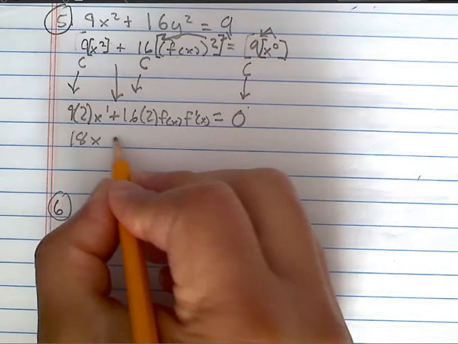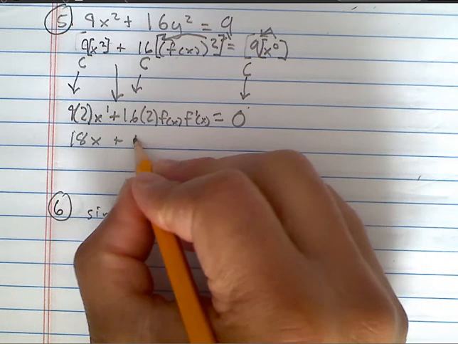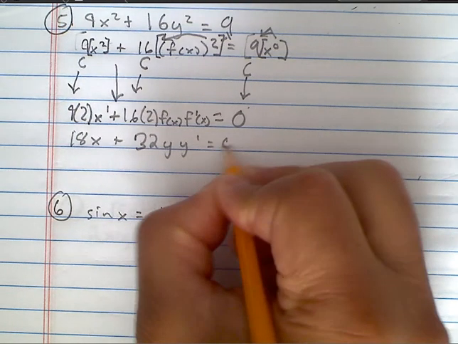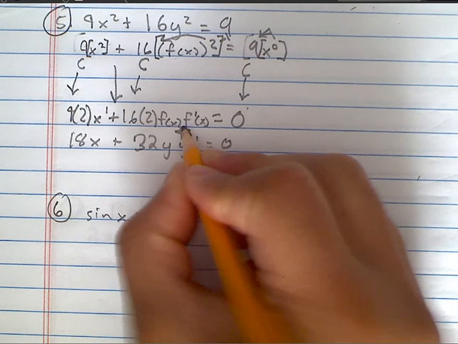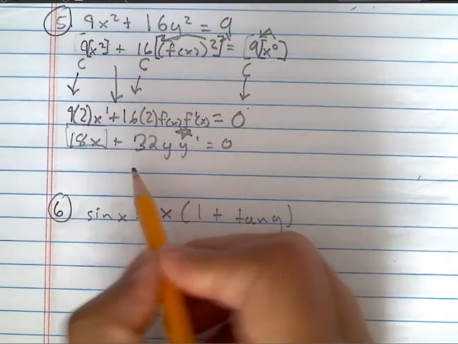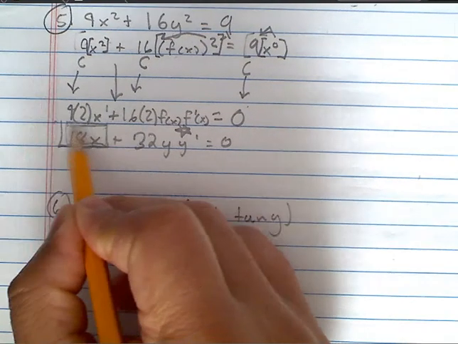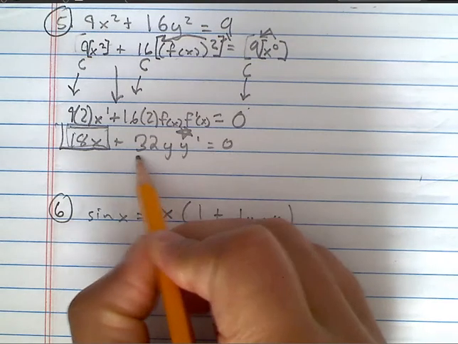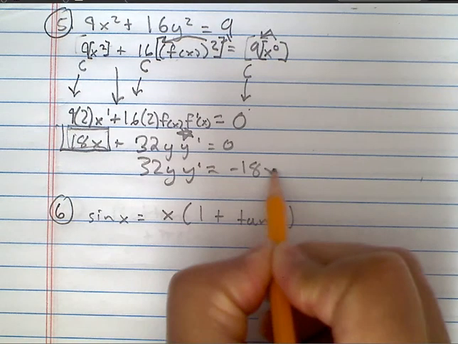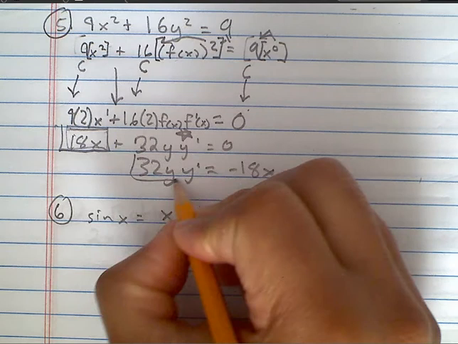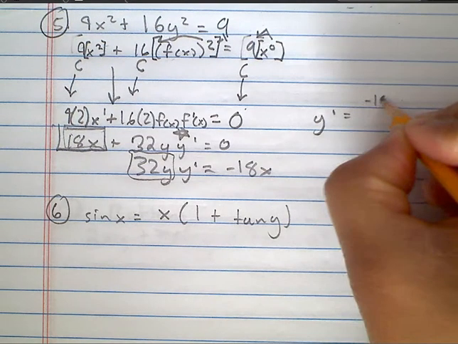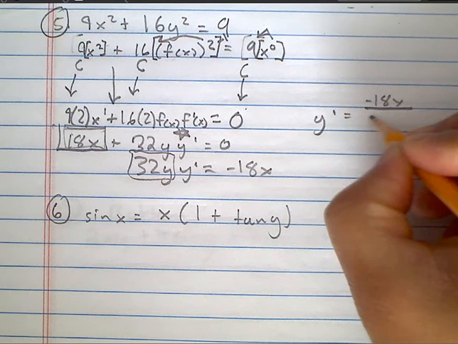18x plus 32 y prime equals 0. There's my goal. There's my prize. Let's get this on the other side. 32 y prime equals negative 18x. Let's get this on the other side. It's multiplying, so I divide. Y prime equals negative 18x over 32.